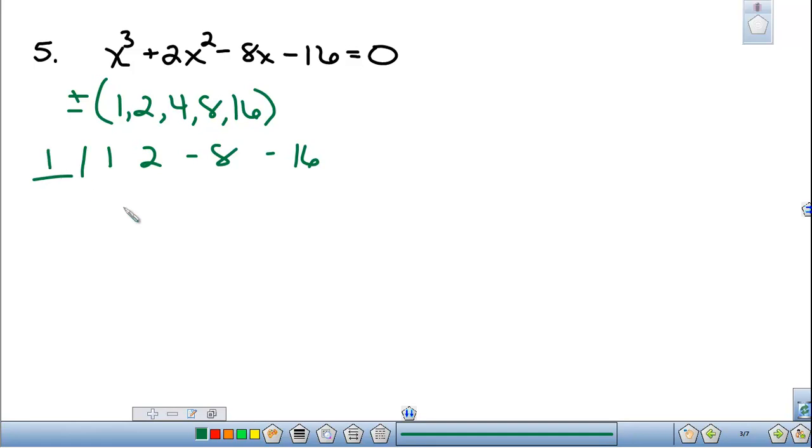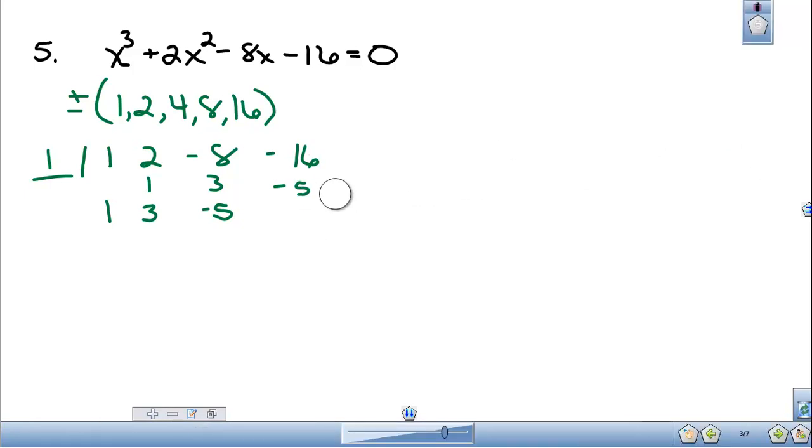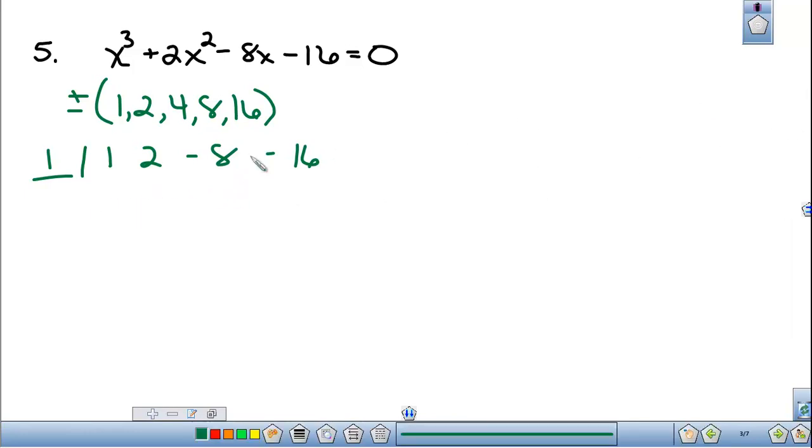Let's start with the number 1. 1 times 1 is 1. It gives me 3. 1 times 3 is 3. It gives me negative 5. Negative 5. Okay, that doesn't add up to 0, so back to the drawing board. Strike the number 1 off your list. And let's try negative 1.